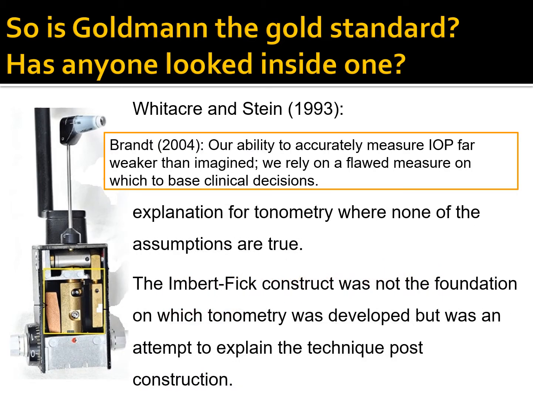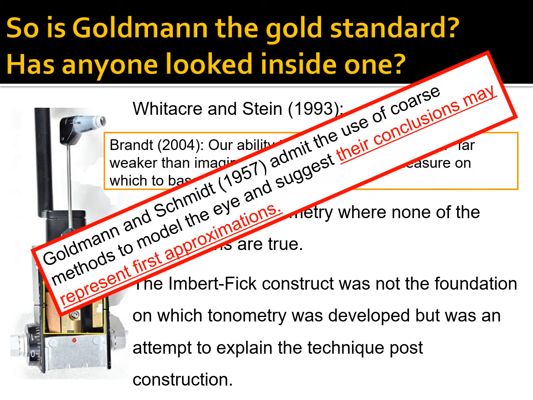And Brandt, in 2004, said our ability to accurately measure IOP is far weaker than imagined. We rely on a flawed measure on which to base clinical decisions. So all these things are very important. And indeed, Goldmann and Schmidt themselves, in their first paper, second paper in '57, admit the use of coarse methods to model the eye and suggest their conclusions may represent first approximations. So that's their comment 60 years ago. But it turned out to be not the first approximation, it turned out to be the only approximation.